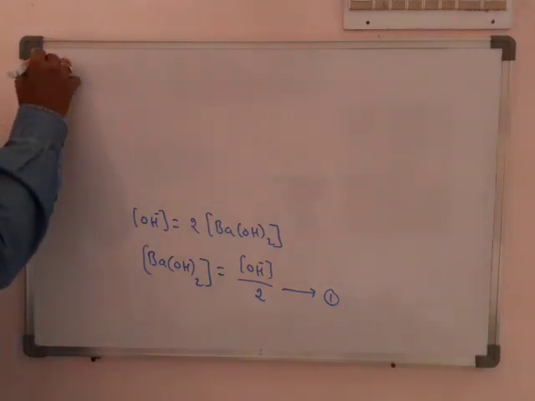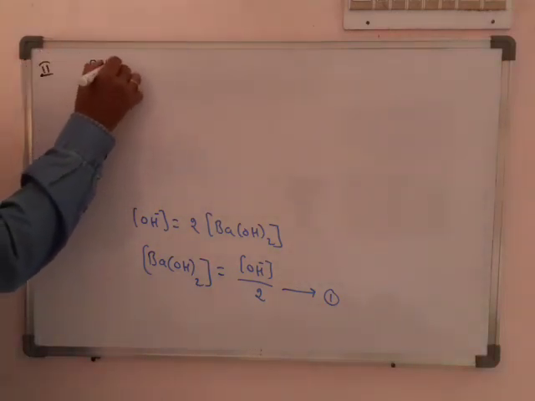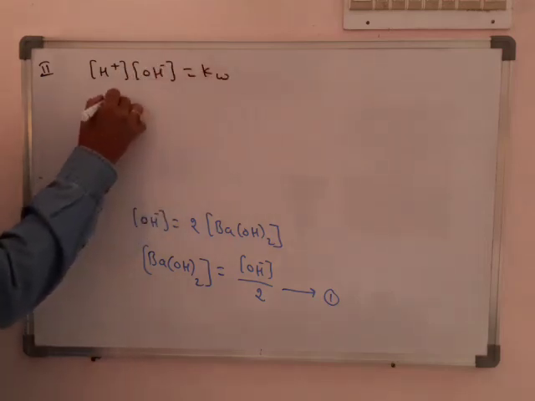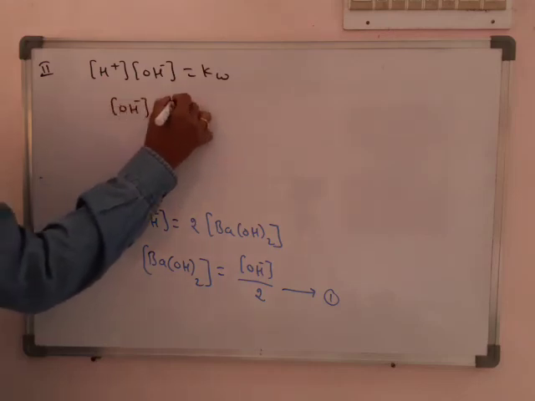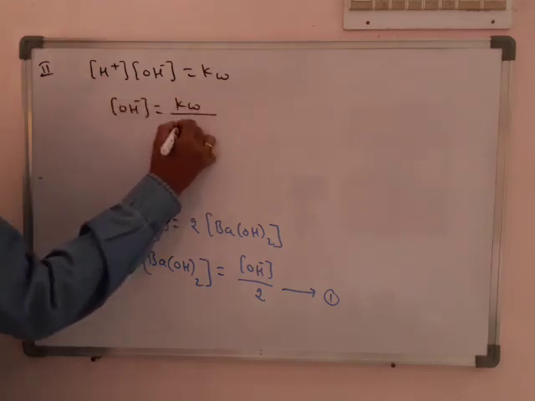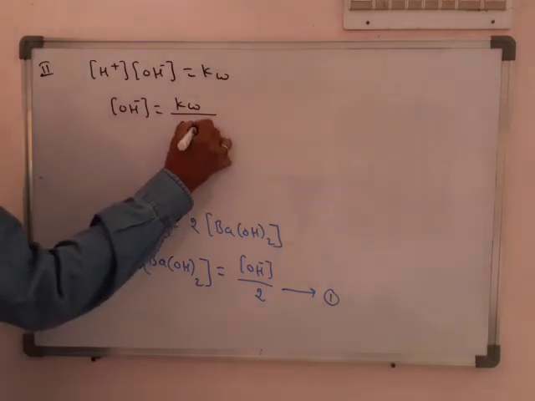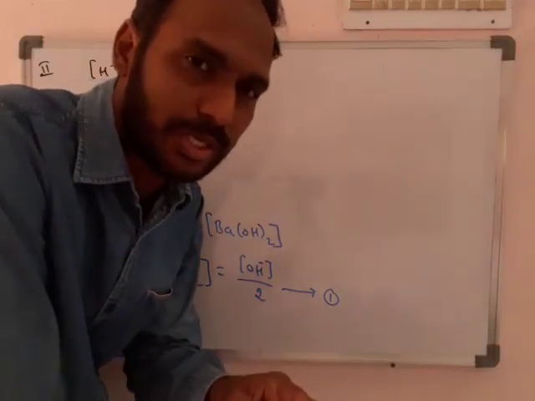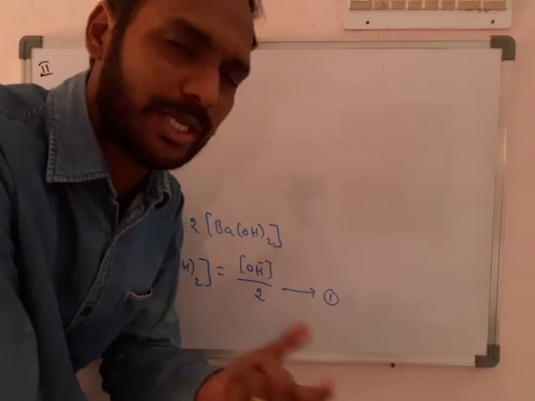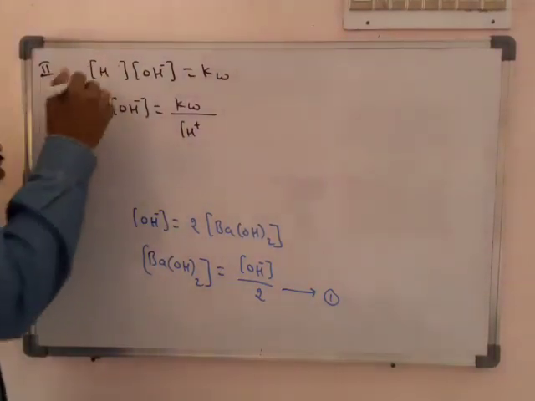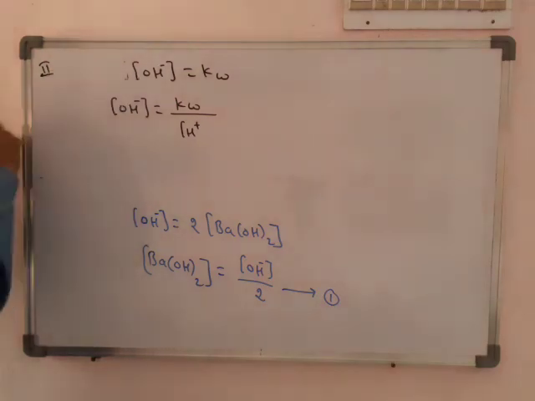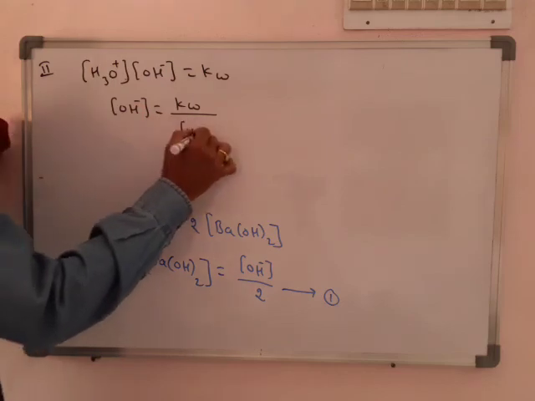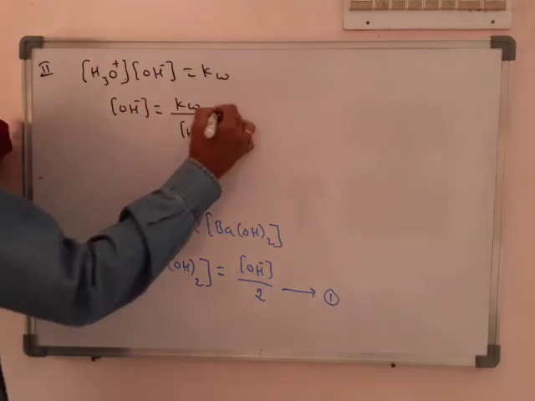Take it as case 2. We know that H plus into OH minus equals Kw. So here we have to calculate OH minus, that is Kw by H plus, or you can write H3O plus also. For Kw we have two formulas, H plus into OH minus or H3O plus into OH minus. You can write any one. But in this problem it is given in terms of H3O plus, so we are writing H3O plus. This is called hydronium ion concentration. No change in the numerical values.